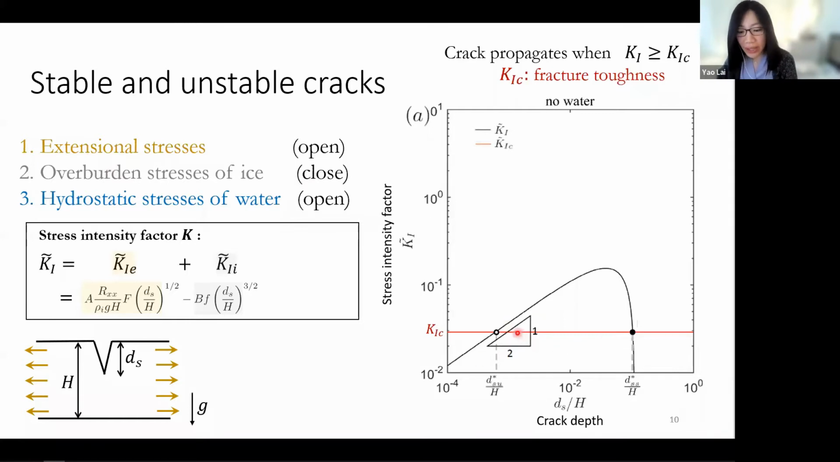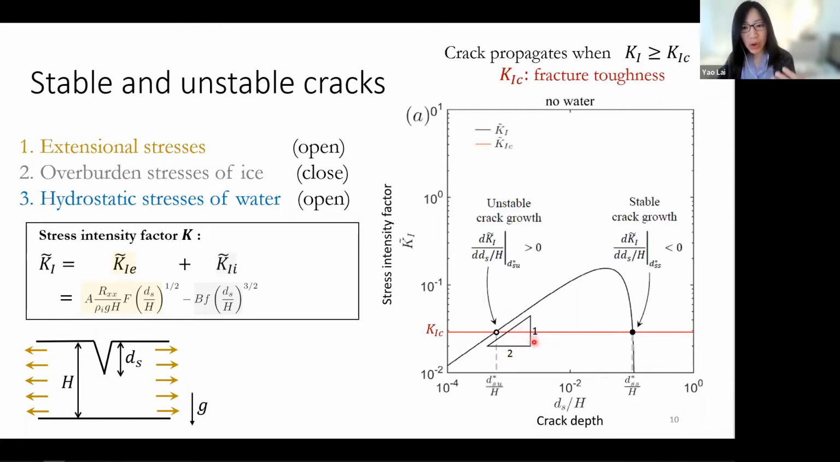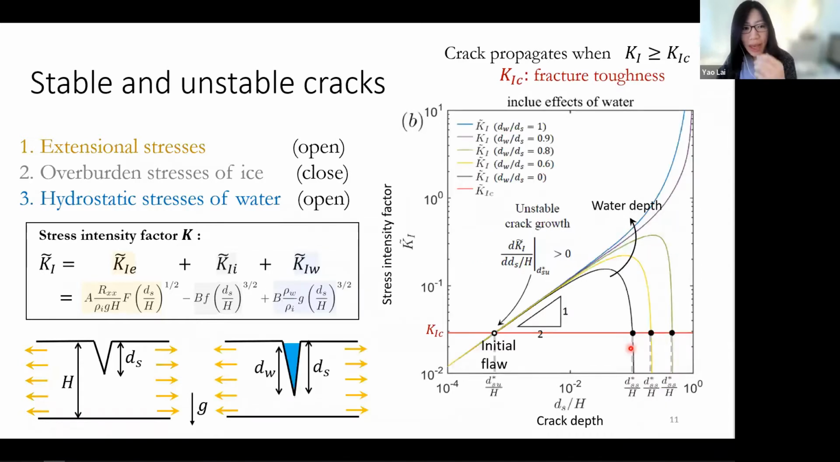So for a smaller crack, the extensional opening stress dominates, which destabilizes the crack, so the crack can keep growing until the effect of the overburden stresses comes in, and that helps stabilize the crack. So this would be the final depth of the fracture. However, if we add enough water into the crack, we will only have one unstable solution. So in that case, the initial flaw will just keep propagating until it breaks the entire ice thickness.